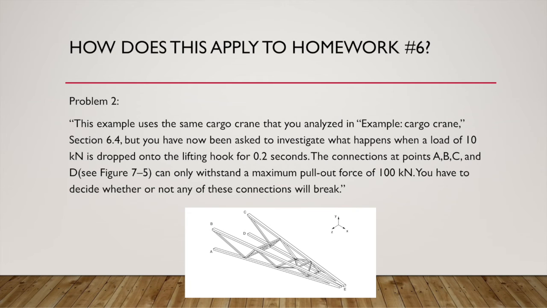Finally, how does this apply to homework 6? So if we take a look at problem 2, I'll just read it real quick. This example uses the same cargo crane that you analyzed in example cargo crane, section 6.4, but you have now been asked to investigate what happens when a load of 10 kilonewtons is dropped onto the lifting hook for 0.2 seconds. The connection points at A, B, and C can only withstand the maximum pull-out force of 100 kilonewtons. You have to decide whether or not any of these connections will break.